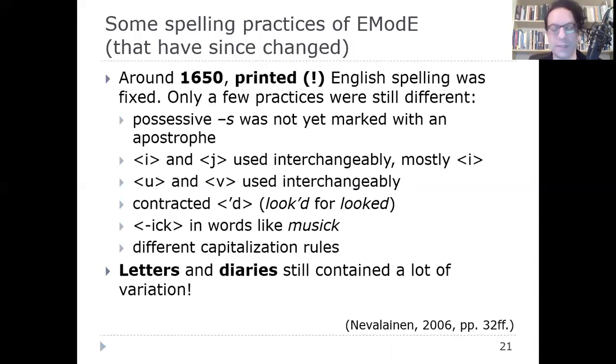Letters and diaries, anything written by hand originally, still contained a lot more variation, a lot more than this, right? So you have spellings all over the place, kind of like they were in the Middle English time, or you can sort of compare it with that a little bit more. So there was a lot more spelling variation in unprinted, unpublished works of the time.